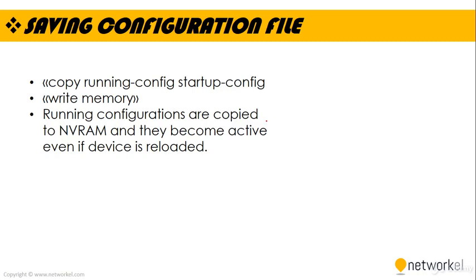So let's take a look at how we can save a configuration file on our Cisco router or switch. We can use the copy running-config startup-config command. We can also use the write memory command, and the running configurations are copied to NVRAM and they become active even if the device is reloaded after using one of these commands.